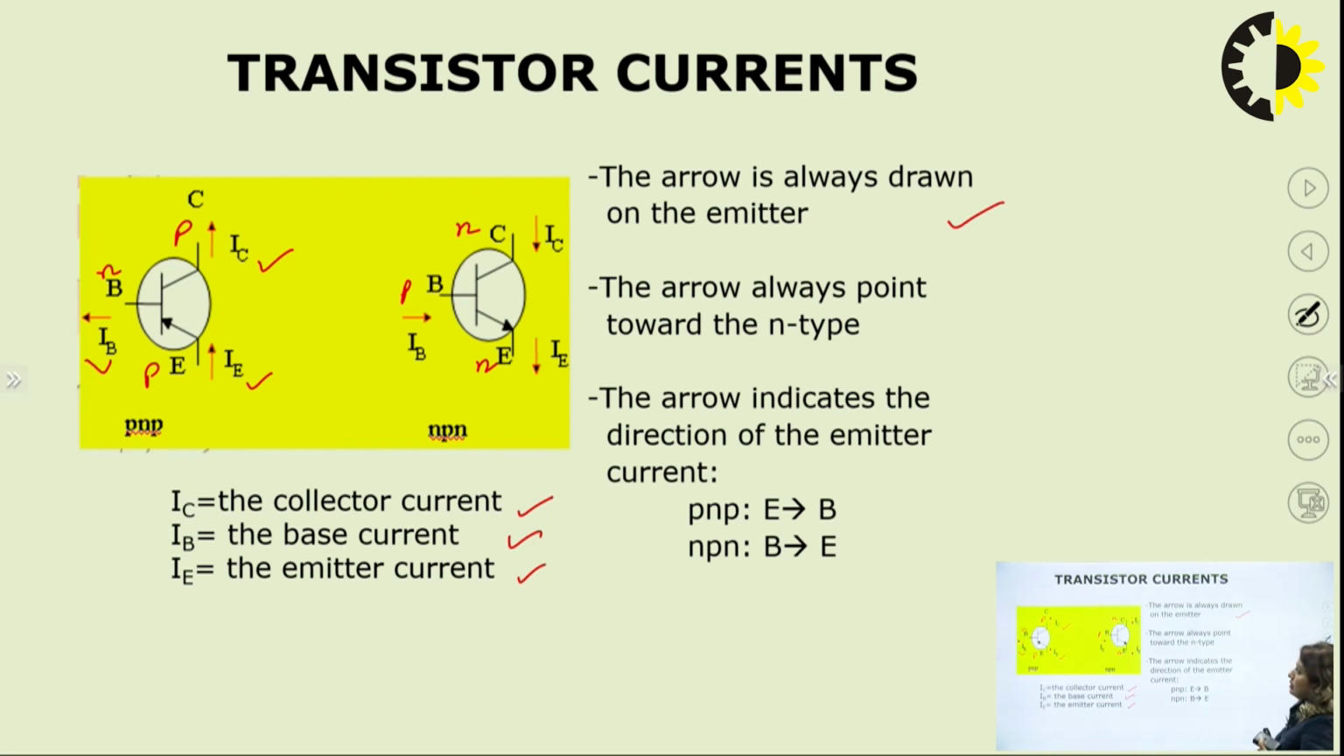The first point we have to remember is that the arrow always points towards the N type. So, the current will flow from P to N side, and the arrow is towards the N type. Similarly, the arrow indicates the direction of the emitter current. In the PNP transistor, the current flows from emitter to base, and for NPN it is from base to emitter. These are some points we have to note down when observing the picture of NPN or PNP transistor currents.